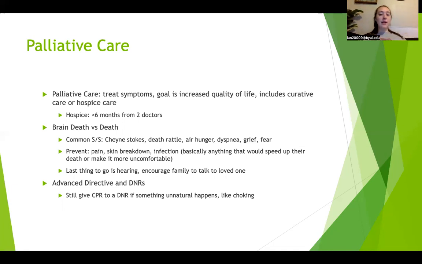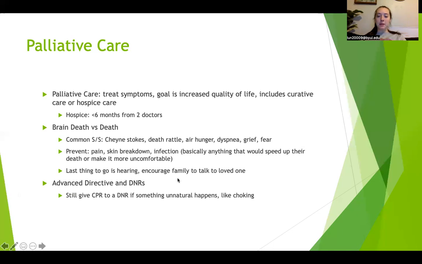Brain death versus death. Signs and symptoms of death commonly include Cheyne-Stokes, death rattle, air hunger, dyspnea, grief, fear. You want to prevent pain and skin breakdown. We want them to die peacefully, and it might not make a lot of sense to be doing oral hygiene or turning somebody who's going to pass in a couple hours or a couple days. We never know exactly when they're going to pass, and we don't want to make dying more complicated by them getting a pressure ulcer, because then that just increases their pain and makes them leaving this world a little bit more uncomfortable.